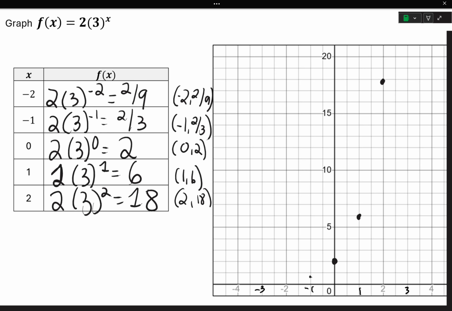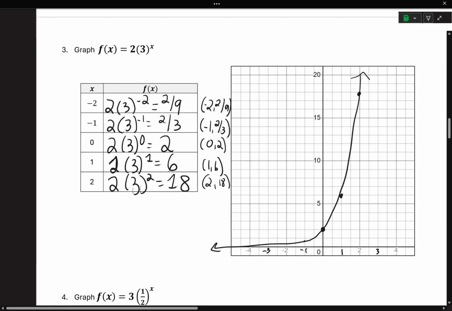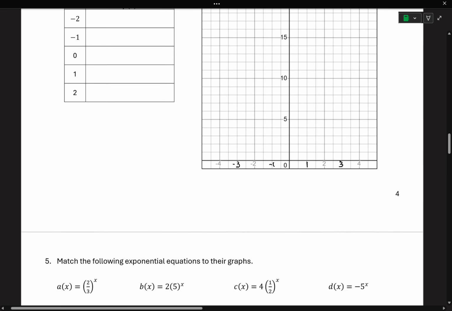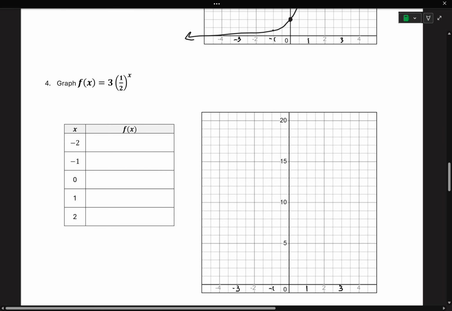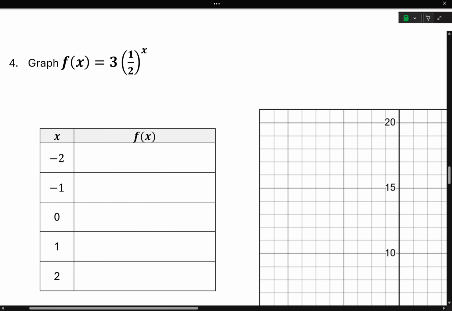Whoa. I'm going to try that curve again. That was ugly. Okay, that's as good as it's getting. And I think number 4 is the last one we graph. All right, let's do it. Pause the video if you want to do this in your calculator on your own.